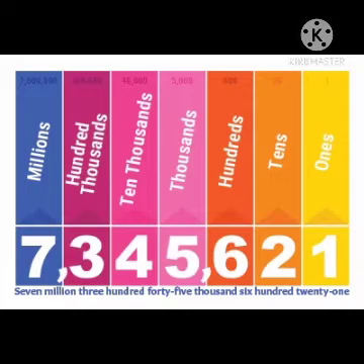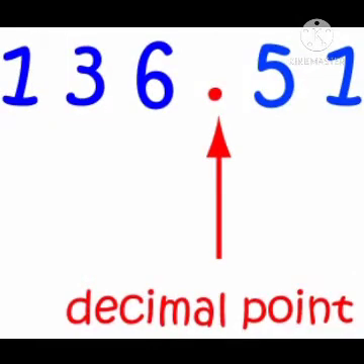These are all the Indian place value system. In this chapter, we are going to discuss decimals also, the decimal point also. See here the decimal point, children. The total number is 136.51. Point means decimal point.